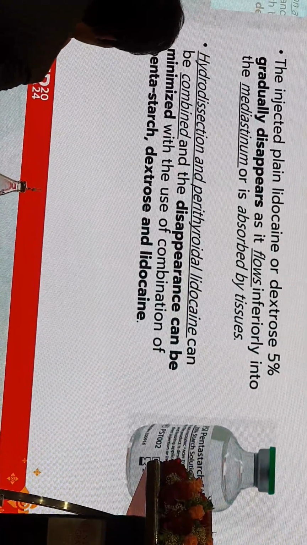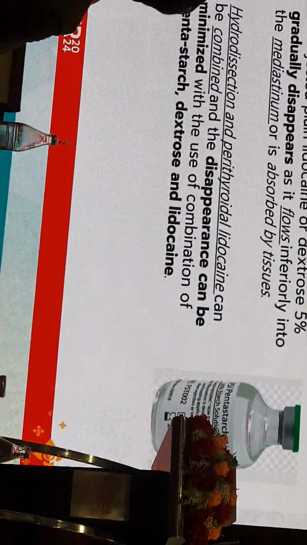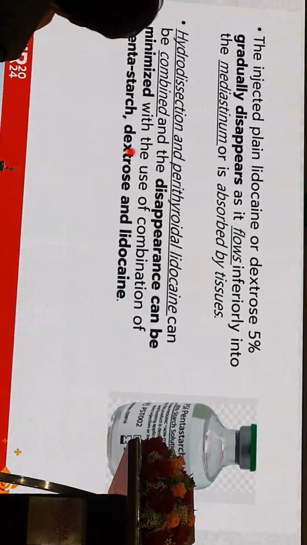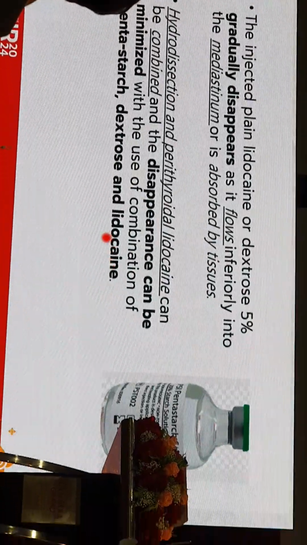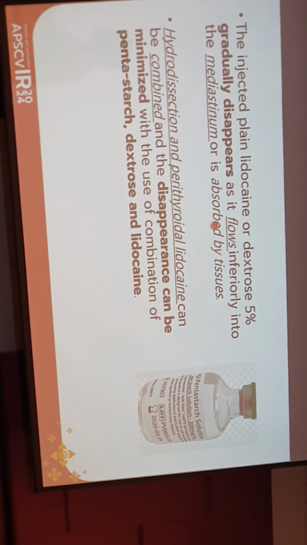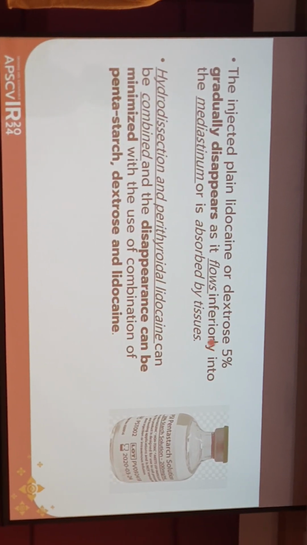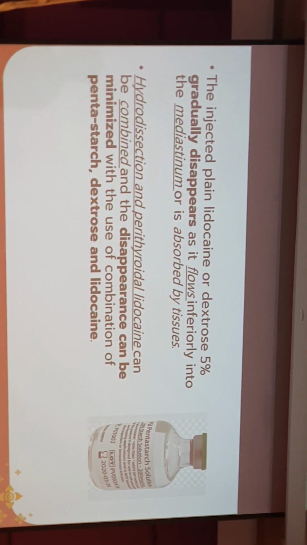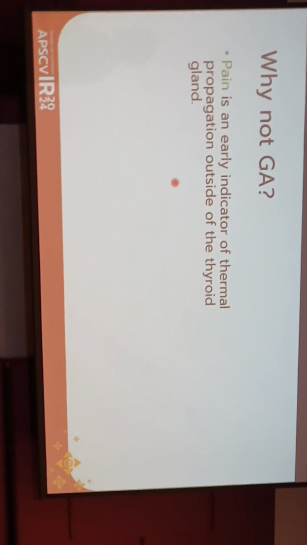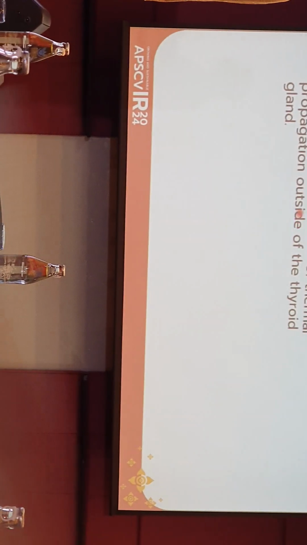Sometimes the fluid washes off very easily. In that case, you can add pentastarch or dextrose along with it, so it stays longer for the hydrodissection. And if you are using RFA, use 5% dextrose. If you are using microwave ablation, you can use normal saline also. Of course, we do it under local anesthesia. Why not GA? Because we get to know if the patient is having a complication. We know when you are outside the thyroid capsule or there is any complication.